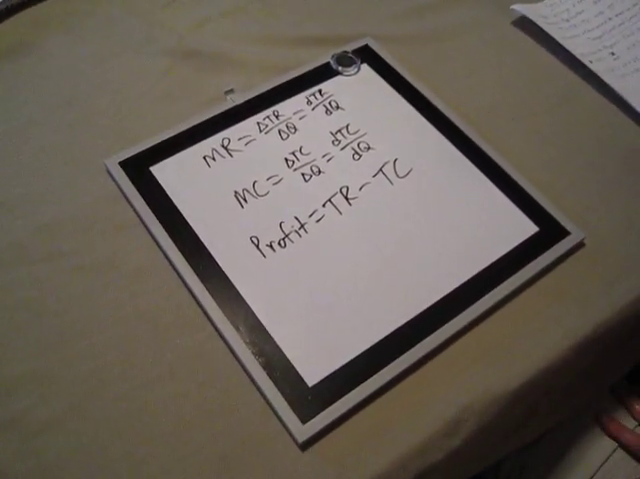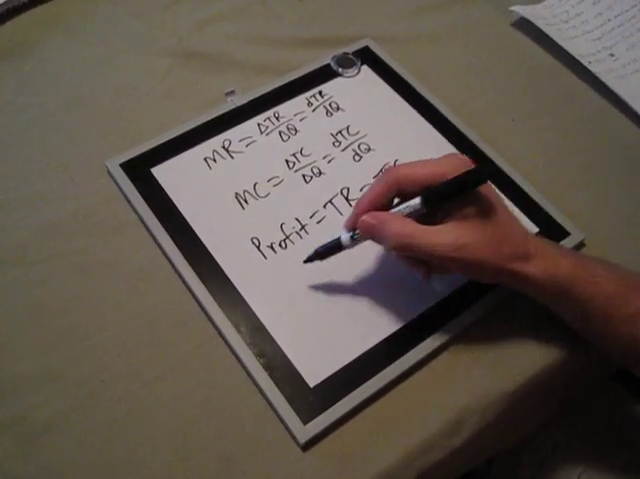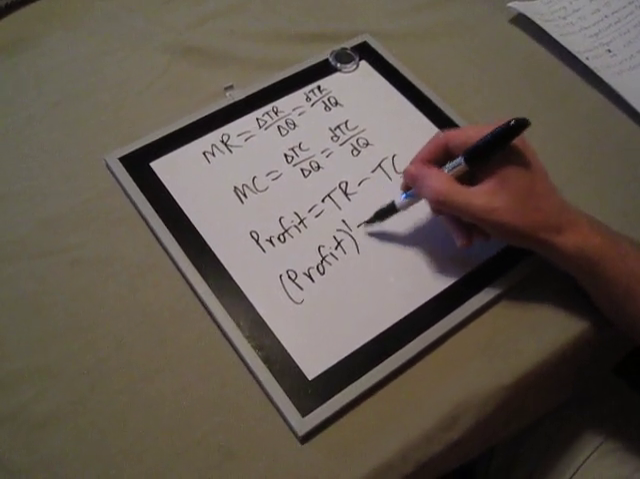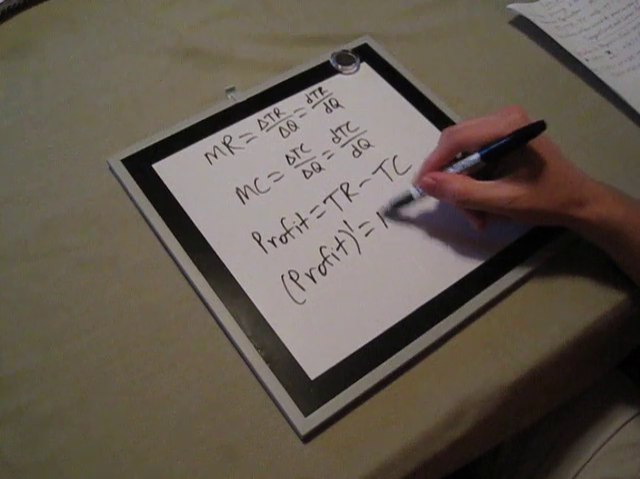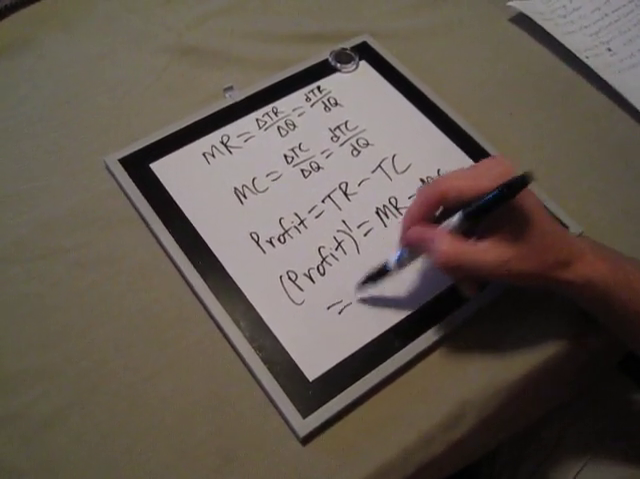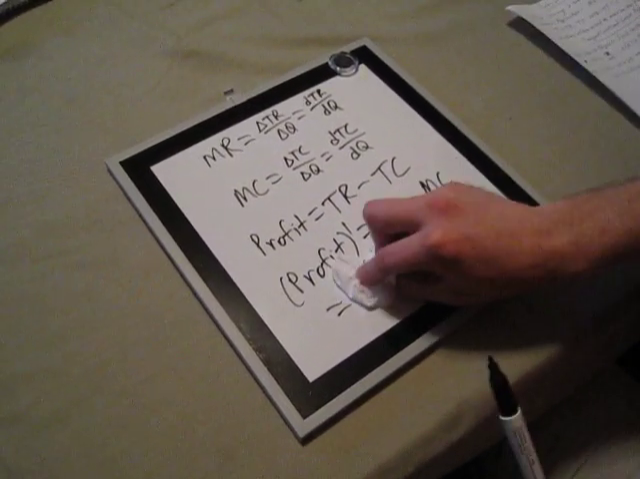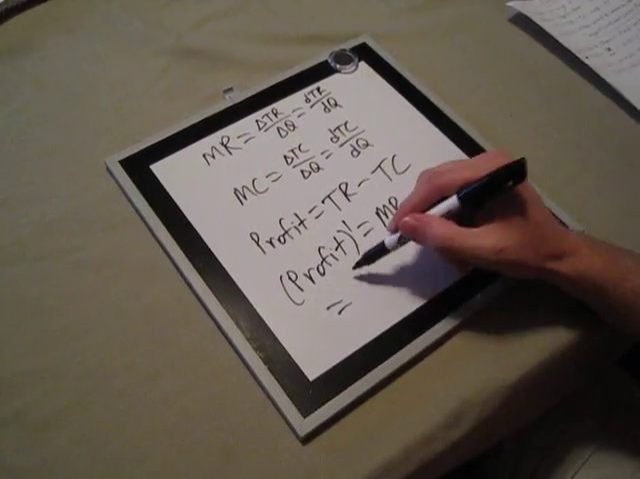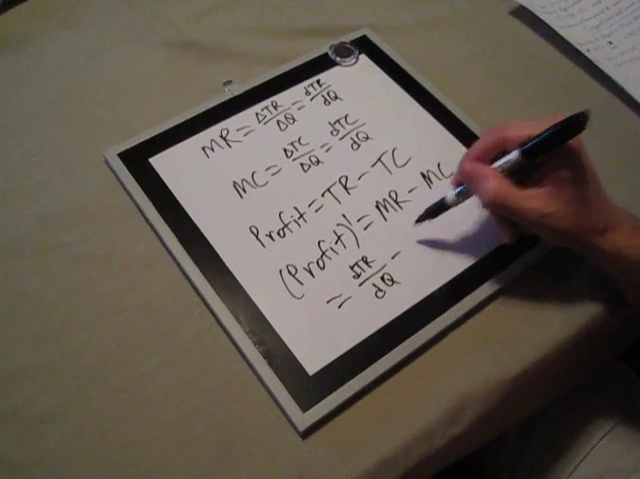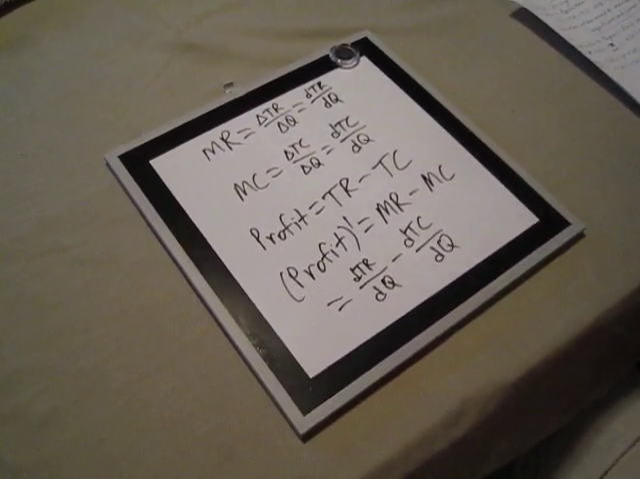So if you wanted to maximize your profit, you would want to take its derivative. So the derivative of the profit, we'll just say profit prime, would equal the marginal revenue function minus the marginal cost function, which we just said is the derivative of the total revenue function minus the derivative of the total cost function.